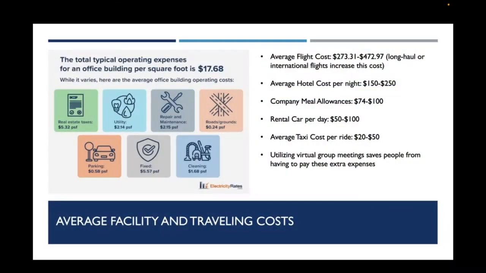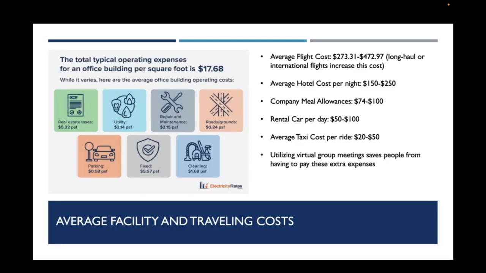So on here, I just have some average facility and traveling costs. To the left, you can see some facility costs. For example, the total typical operating expenses for an office building per square foot. That's just some of the expenses that go with holding a business meeting in a facility, but those expenses are no longer needed when you are holding a virtual group online.